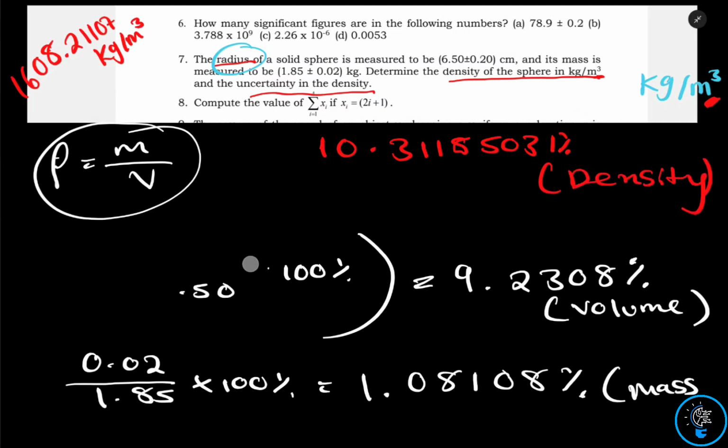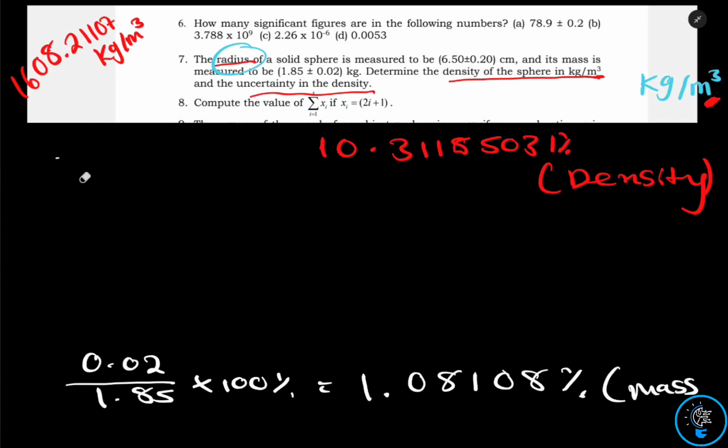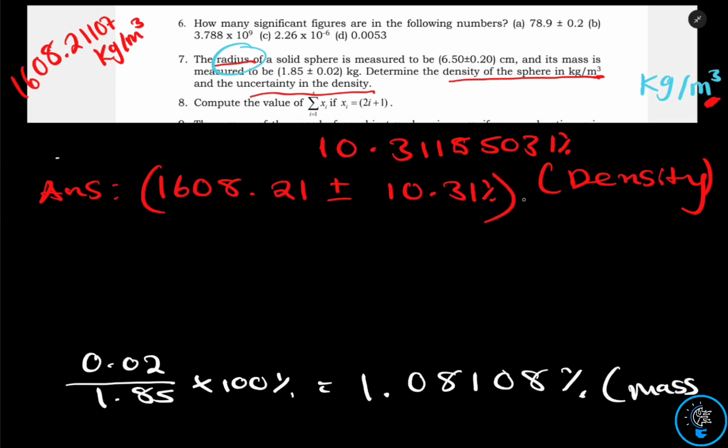And we are done. So you can now write your solution. You can say our answer is 1608.21 plus or minus 10.31%, in kg per meter cubed. So that's how you handle a question of this kind.